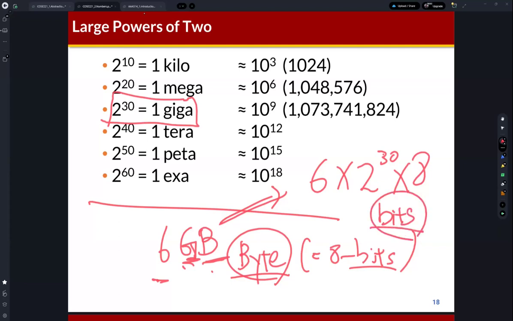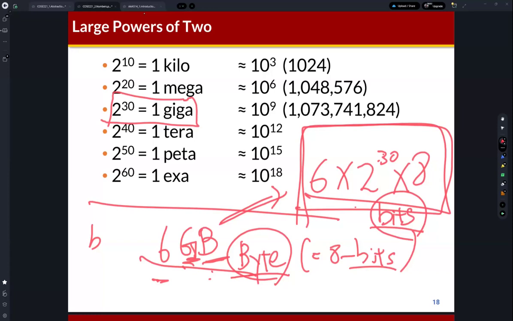So what does that mean? My smartphone has 6 gigabytes of memory. We can store digital data in the memory, and this is the size of the memory, 6 gigabytes. The capital B represents the byte, and the lowercase b represents the bit. So the size of my smartphone's memory is 6 multiplied by 2 to the power of 30 multiplied by 8, which means this memory can store this amount of binary digits.